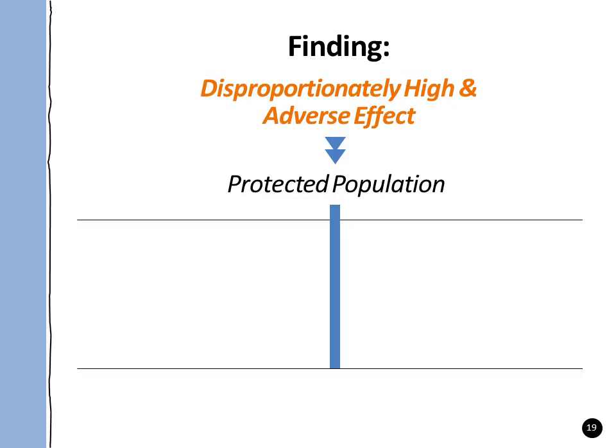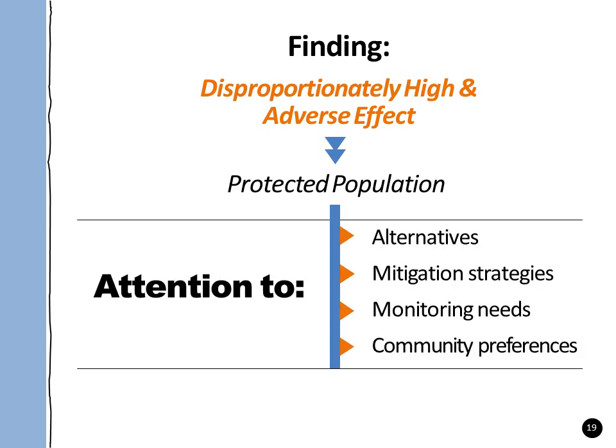Under NEPA, a finding of a potential disproportionately high and adverse effect on a protected population does not preclude a project from going forward, nor does it necessarily compel a conclusion that the project is environmentally unsatisfactory. Rather, such a finding should heighten our attention to alternatives, mitigation strategies, monitoring needs, and the preferences of the affected community.